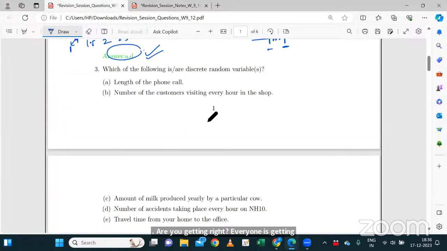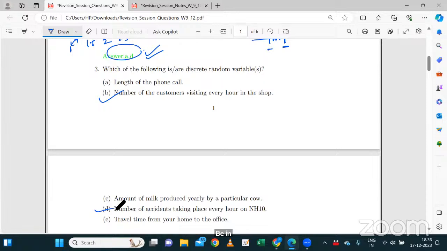Let's move to the basic concept. Don't worry about the things we have discussed right now; we will discuss all these in this chapter. Just be clear on the basic idea: discrete is something we can count, continuous is something we can't count, we have to measure. So tell me, in these options, which will be the discrete random variables? B and D, sir.